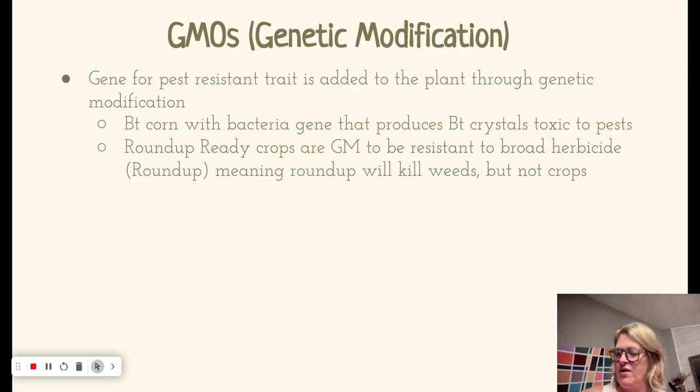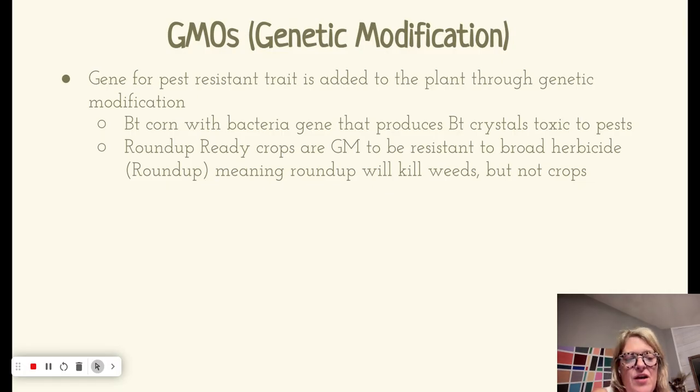Bt corn was the very first GMO that was created this way. Basically, the bacterial gene that produces a toxic crystal on the corn is inserted into the corn's genetic makeup, and now the pests will get on the corn, they'll eat that toxic crystal, and it kills them. So that's one way that we can get around that whole pesticide treadmill issue.